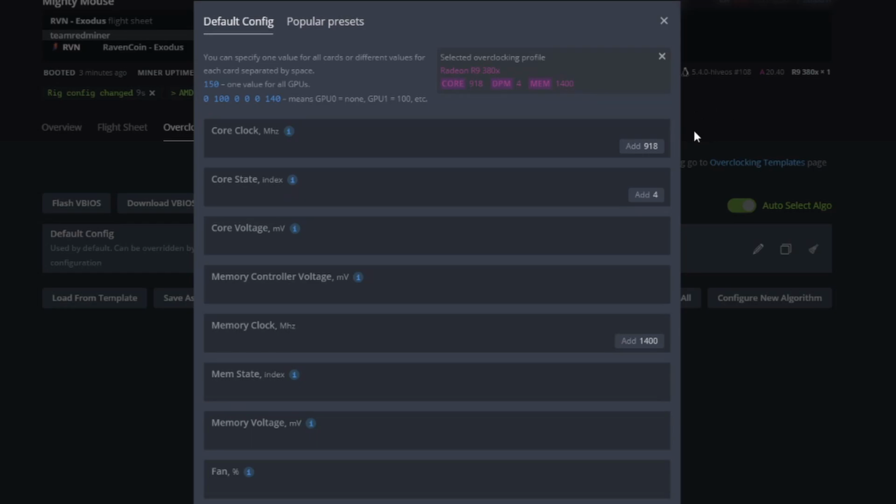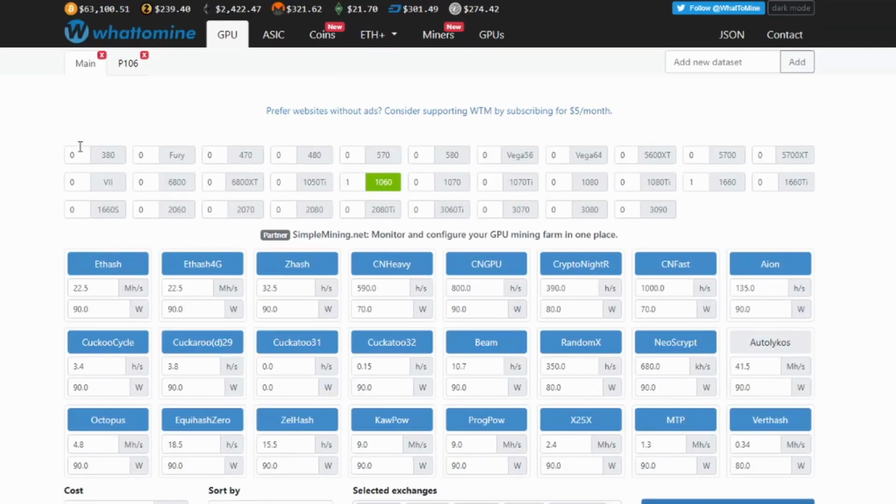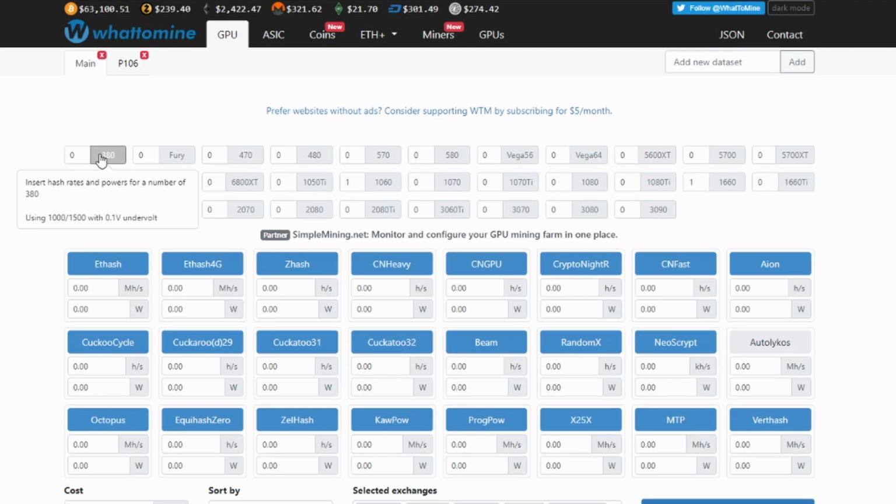Okay. So this has us, let's see here. 918, a core state of 4, holy cow, and 1400. Wow, interesting. Okay, so while that's the case, let me go over to what to mine. And 380 is actually an option here. Now, it doesn't have the X, but I don't think that's a big deal here. So they're recommending 1000 by 1500. Interesting enough for this card. So let me do a little bit of digging. Actually, I want to take a pause in the video, do some digging, see what configurations I can find, and then come back in just a minute.